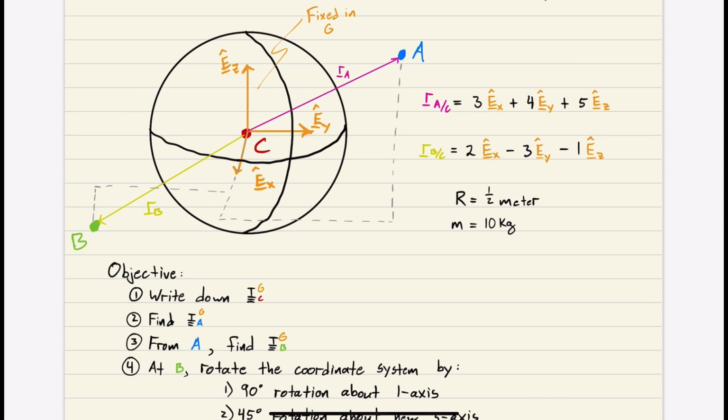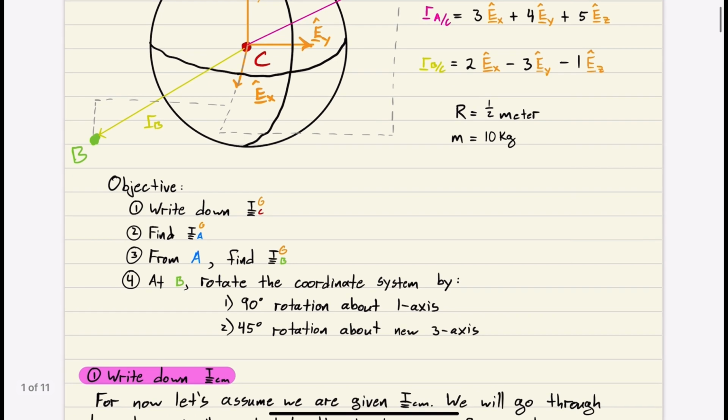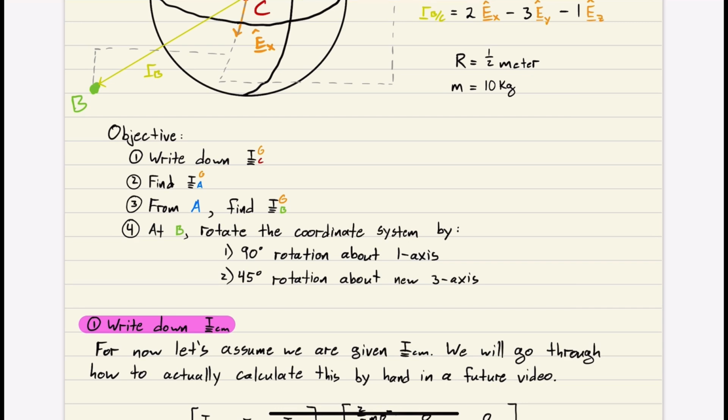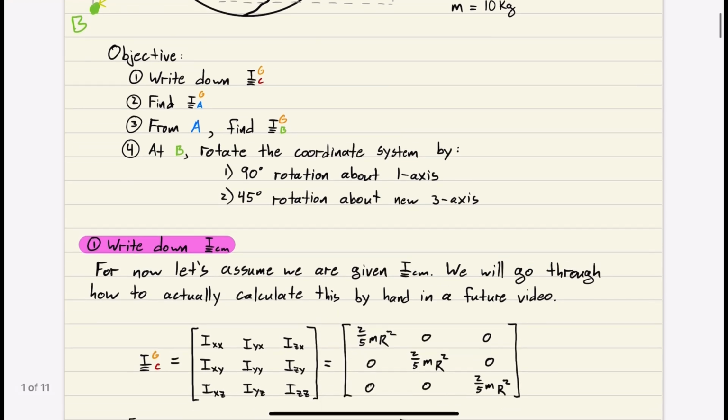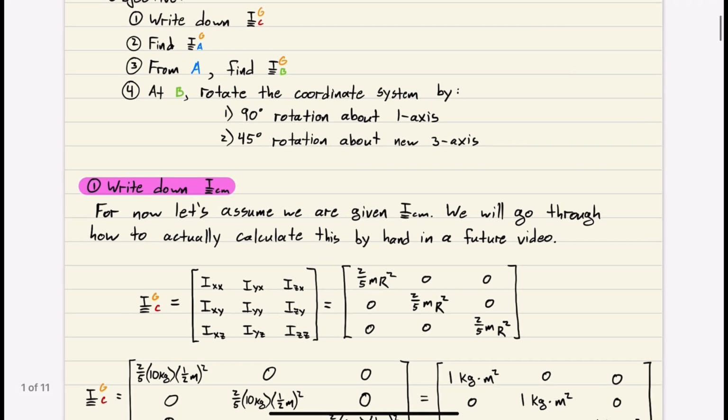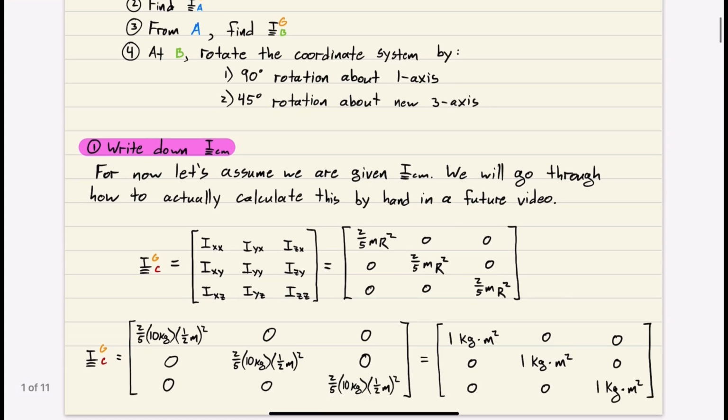So we talked about this last video. We're going to have to go from A to C and then C to B. And we'll talk about that. And the fourth thing we want to do, at B, so once we have that matrix here at B, we want to rotate the coordinate system by first 90 degrees about the one axis, and then 45 degrees about that new 3 axis, right? So we're doing 2 rotations. And we'll be using Euler angles for that, which we've also talked about quite a bit, to come up with our direction cosine matrices.